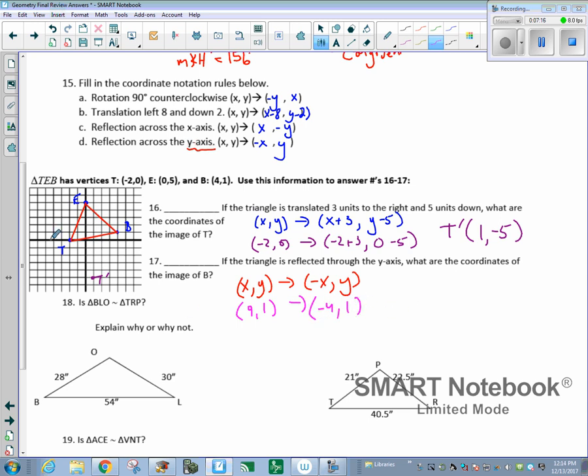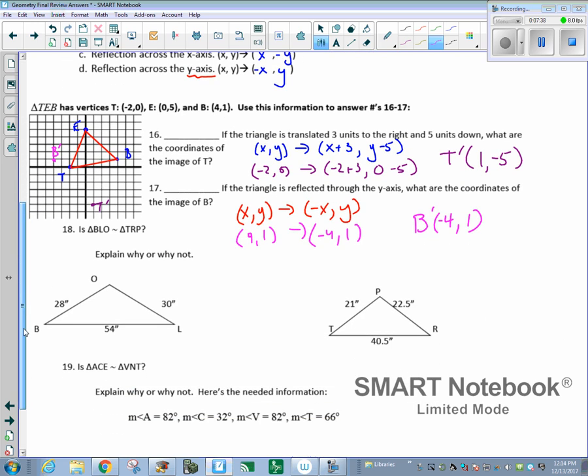That would be my B prime. And you can look at that, like I said, we're 4 units from the y-axis. If I go 4 units in the opposite direction, that would be right here. There would be B prime, and so you can see it would be -4, up 1, that would be my B prime, and that's really what we're looking for.